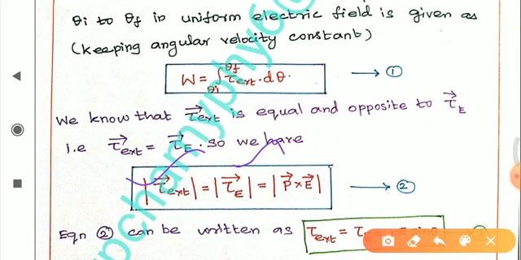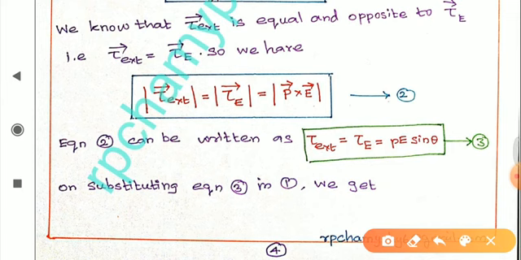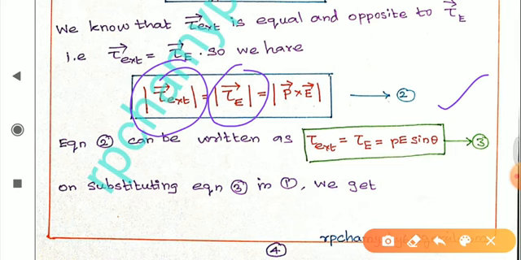Okay, so what is the value of torque? Torque is equal to P sin theta. Its magnitude is equated: the magnitude of external torque is equal to the magnitude of torque exerted. What is the existing torque? Modulus means we will write tau is equal to PE sin theta.